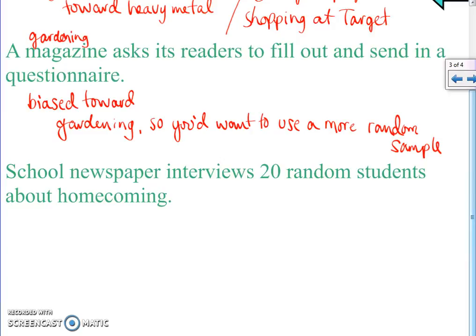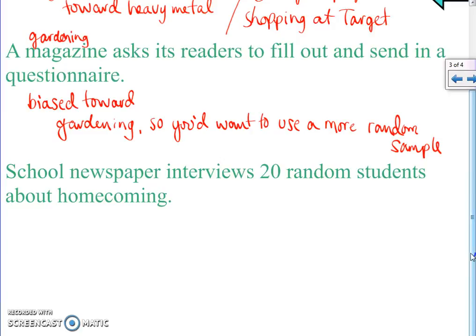Next one, school newspaper interviews 20 random students about homecoming. This one is actually unbiased. Why is it unbiased? Okay, it's random. We're not asking the people in the school about opinions of other schools. They're just wanting an opinion about their own specific homecoming. So their whole population is their school. That's as wide as it's going to get.